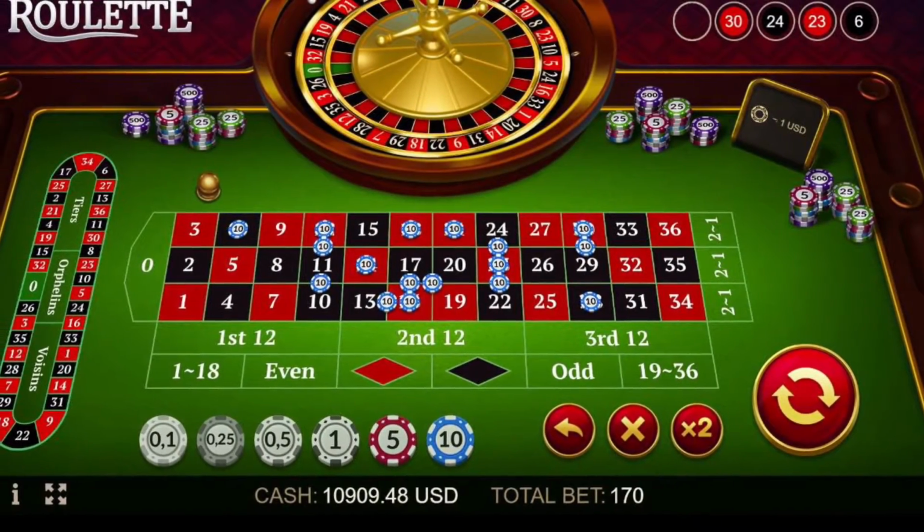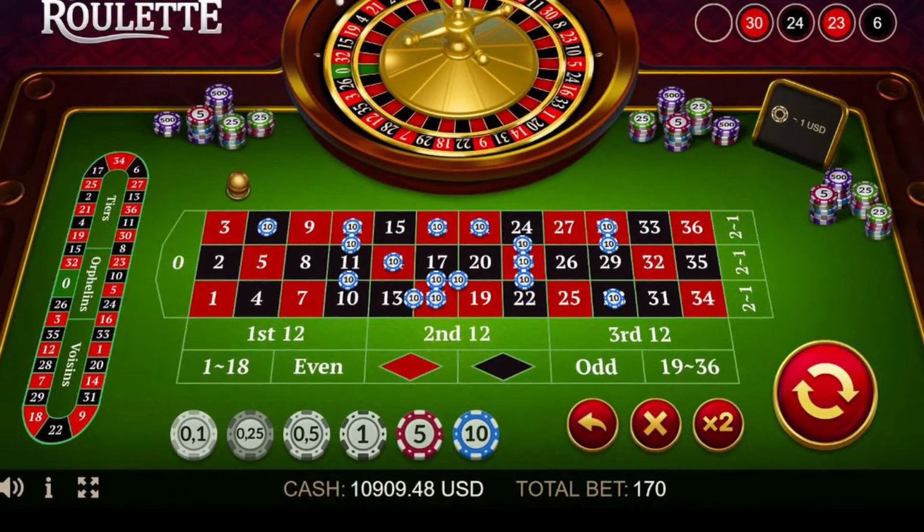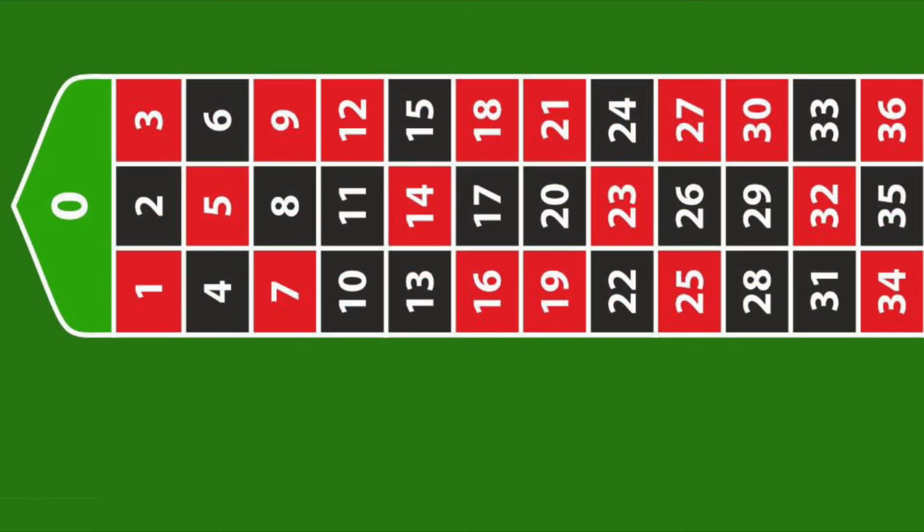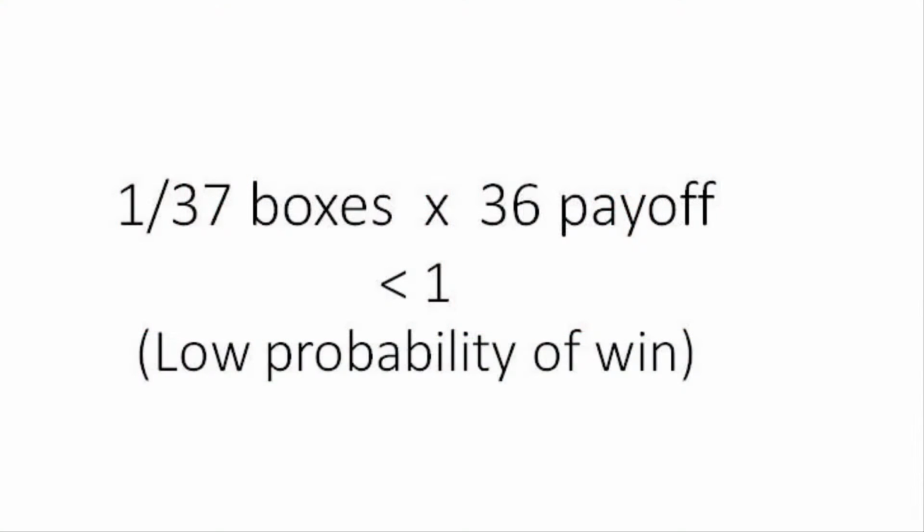In this casino game of European roulette, there are 37 boxes numbering 0 to 36. If you bet rupees 1 on a single number and you win by a roll of the dice, the casino pays you rupees 36. That's a payoff of 36 times. And the probability of this happening is 1 by 37. So your edge here is 1 by 37 into 36, which is 0.97, which is less than 1. So you have a negative edge in this game.